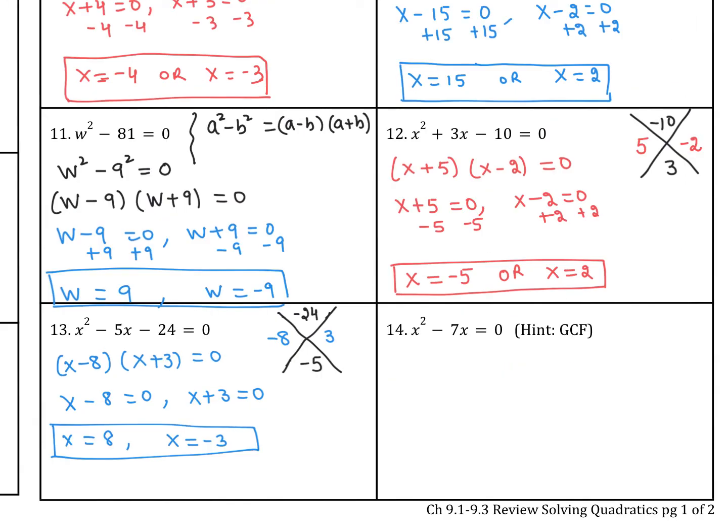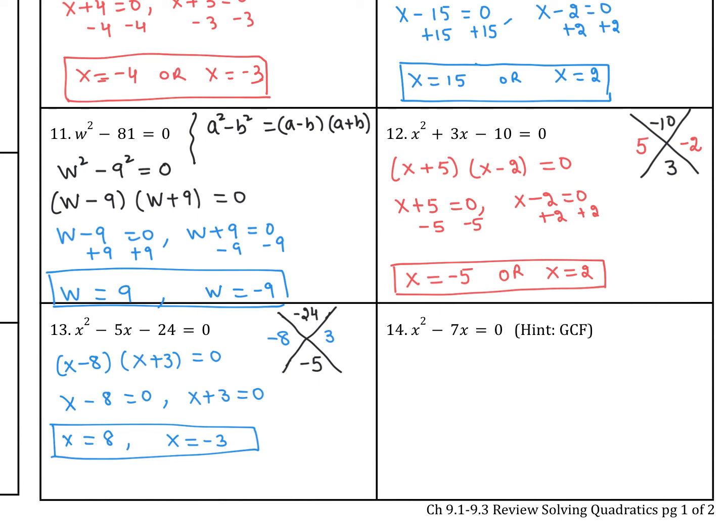For number 13, you make a cross again, and on the top of the cross is the last number, or otherwise 1 times negative 24, that's negative 24 on the top. The middle term goes on the bottom. Looking for two numbers, when you multiply, you get negative 24, and when you add them, it's negative 5. Those numbers are negative 8 and 3. So you make factors x minus 8 times x plus 3 equals 0. Put them equal to 0 one by one, and you get x equals 8 and x equals negative 3.